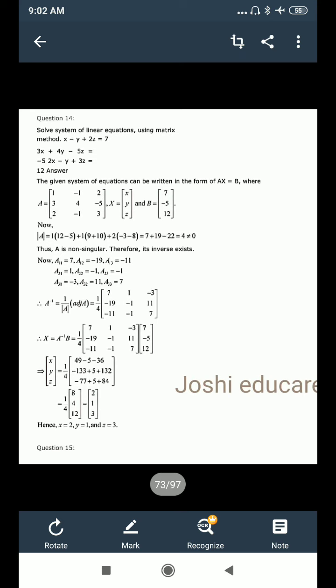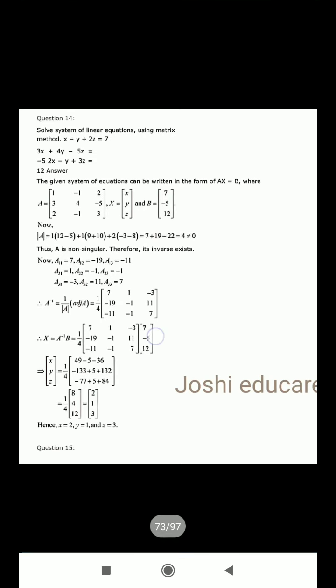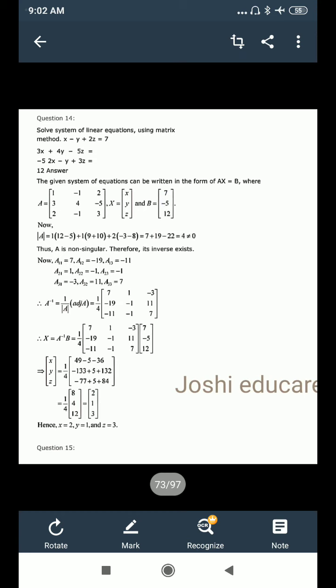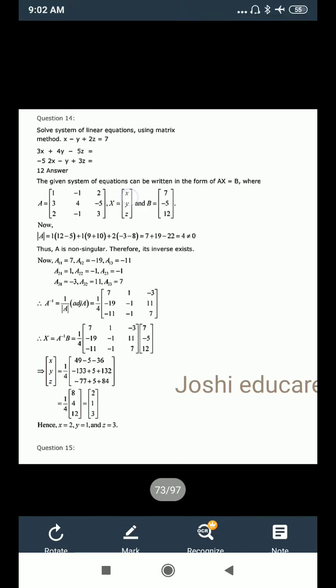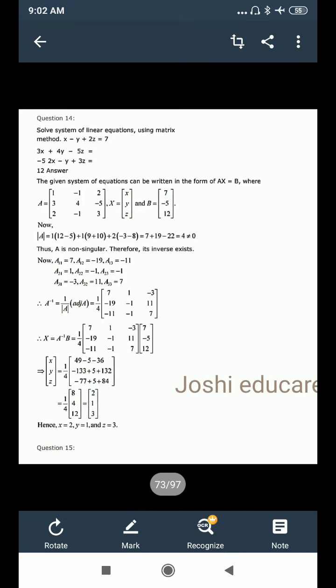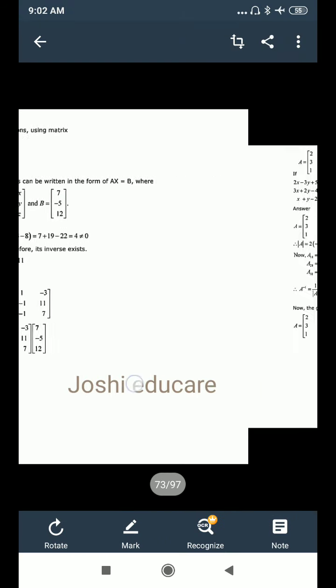Now you get the adjoint of A, and A inverse is adjoint of A divided by determinant of A. Now you have A inverse, so your X will be equal to A inverse into B. Multiply this A inverse with the B. You will get X, replace X by X, Y, Z. On this side also you will get a column matrix. Equate both of these two to get the value of X, Y, Z.